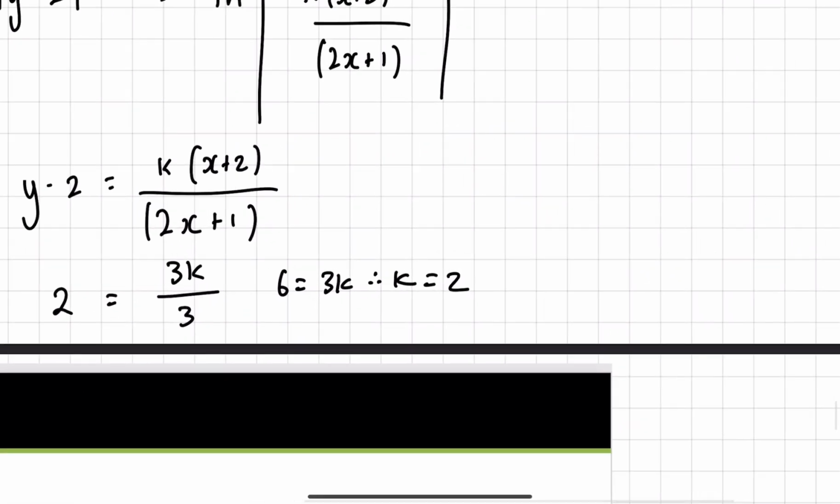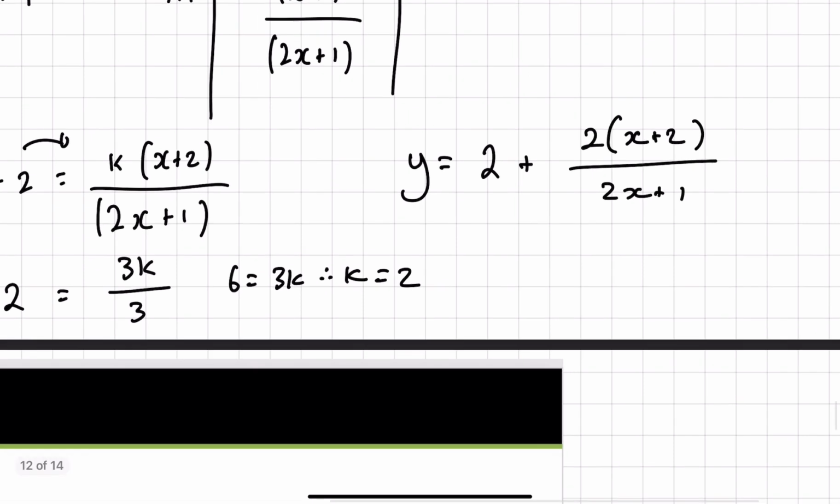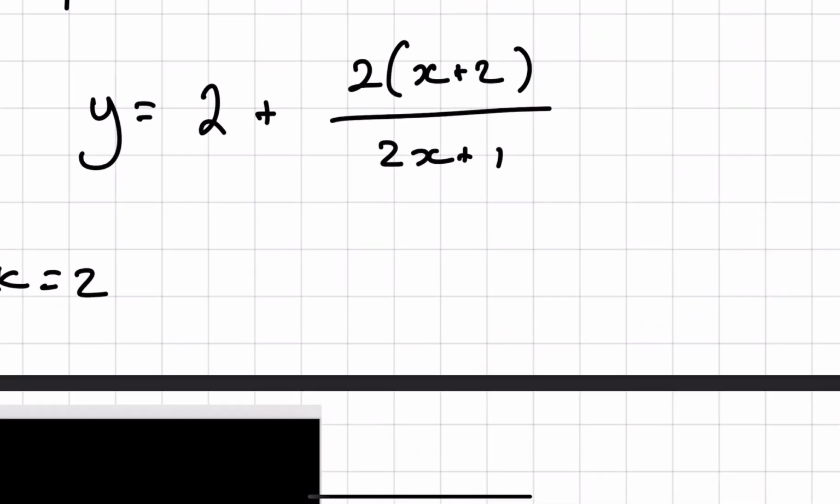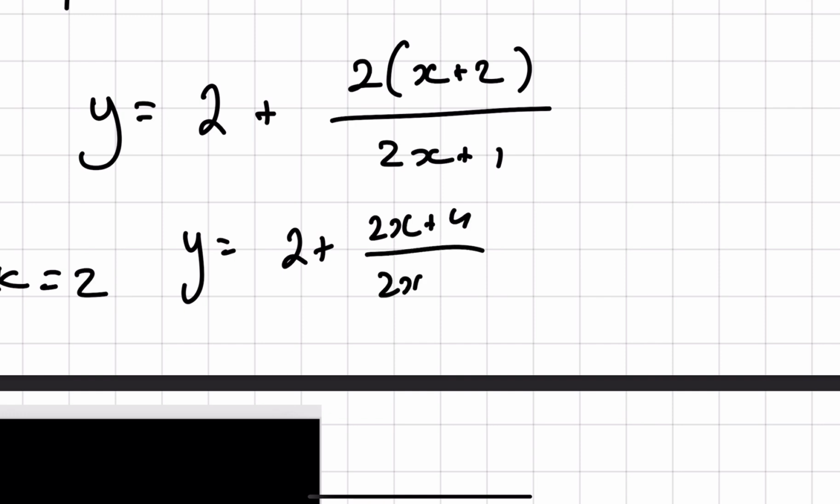And we're done. So the final answer is y equals 2. I'm bringing that 2 over, plus 3 lots of x plus, no, sorry, k was 2. Sorry, I got myself confused there. 2 lots of x plus 2 over 2x plus 1. And we can clean this up a bit. So y equals 2 plus 2x plus 4 over 2x plus 1.